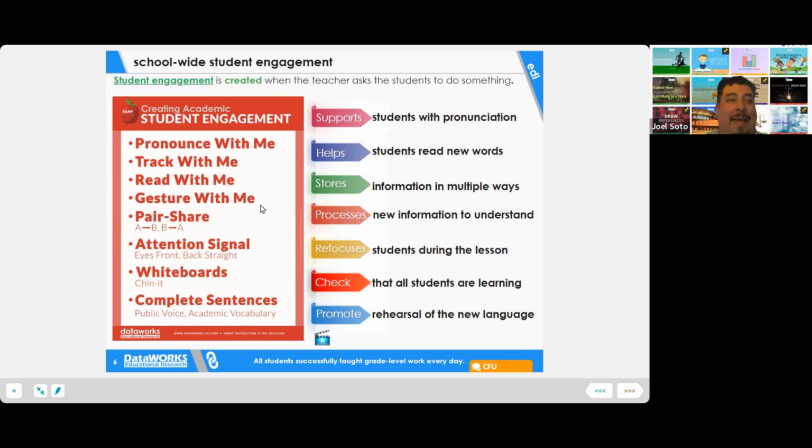Right now, I've got gestures. I'll show you some examples of gestures. A character is a person, animal, or thing in a story. But I'll give you a lesson delivery example here in just a moment. All right, this is my big one, and I have to insist on this one.